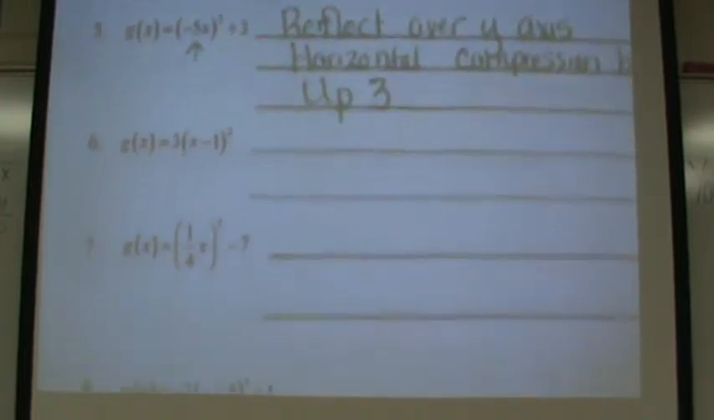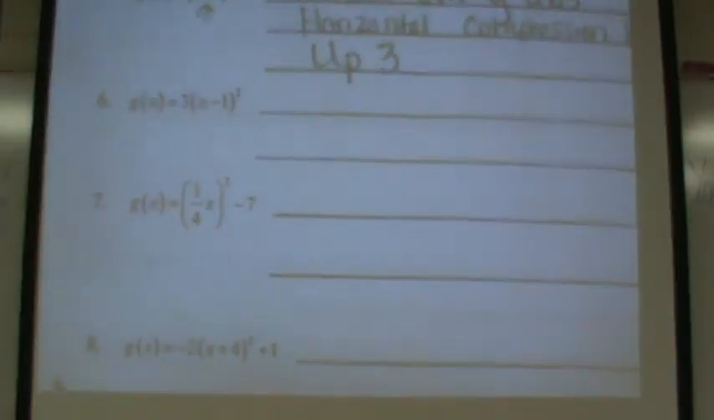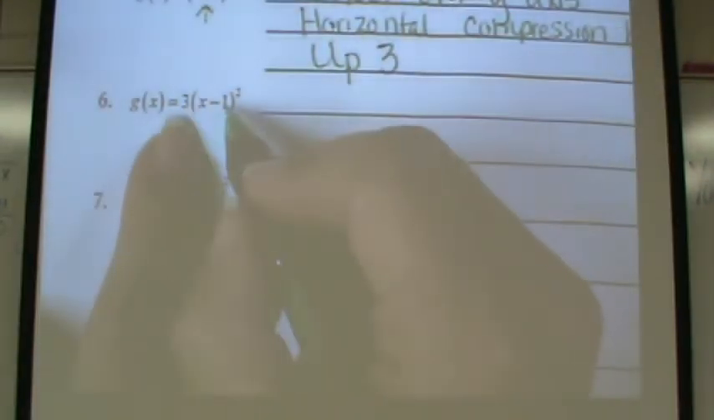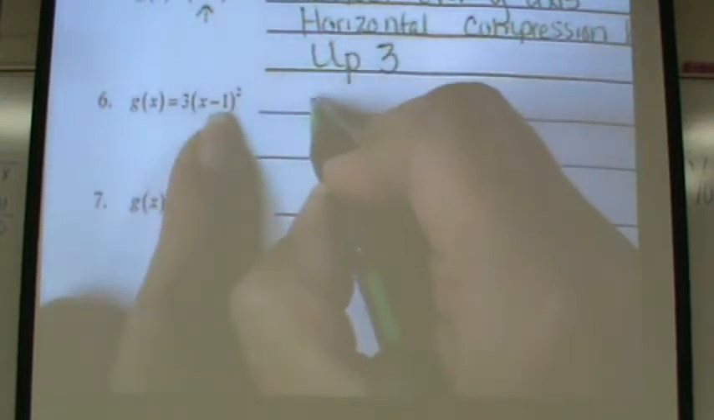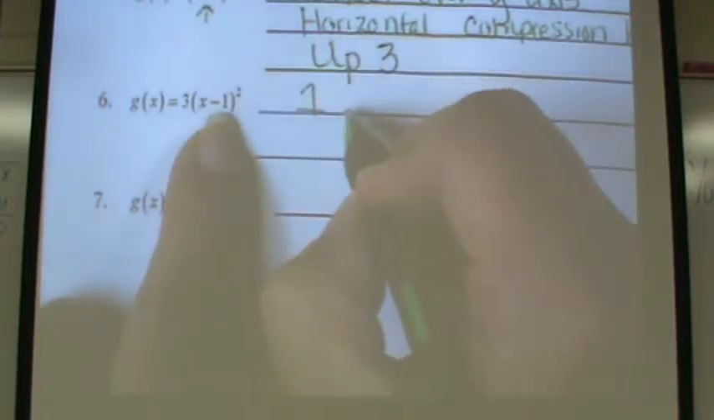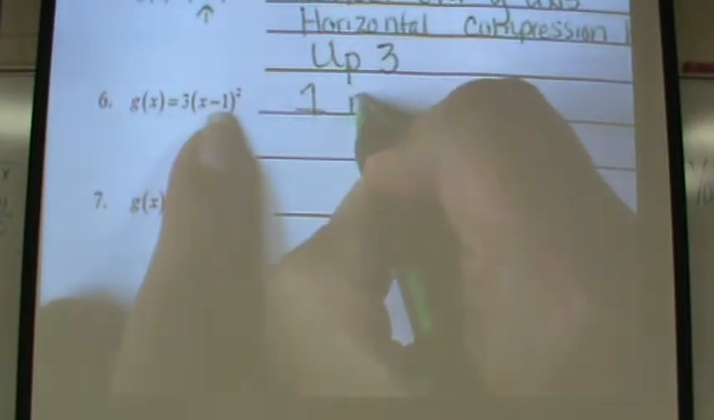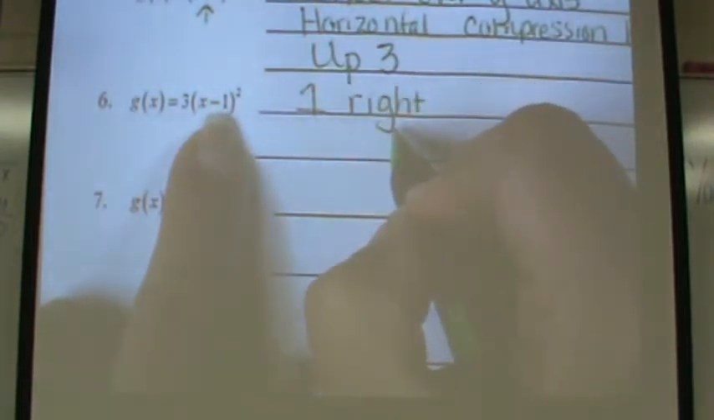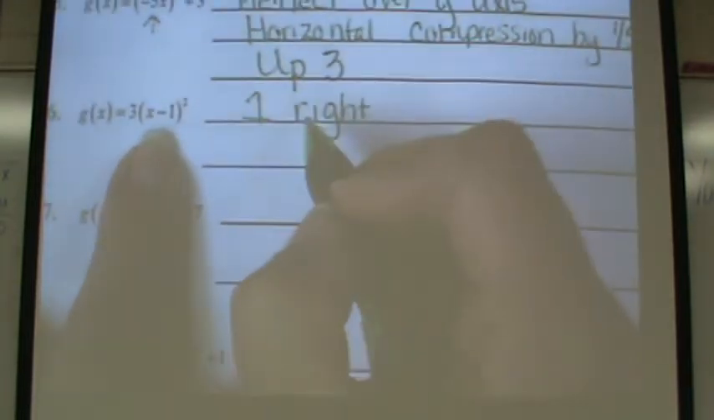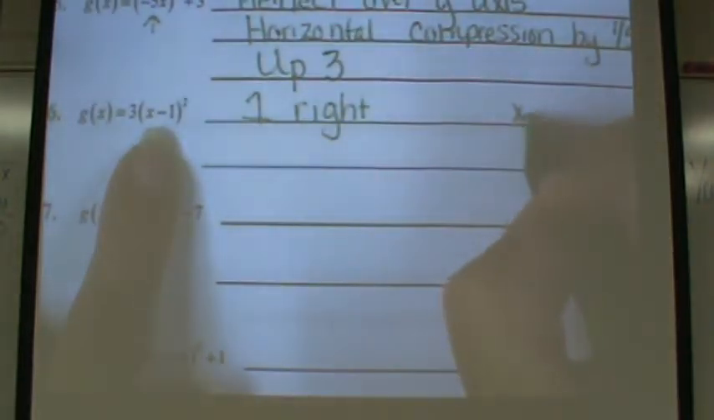Number 6, a C value and a B value. What comes first? B. Let's do B first. So what would you say? 1 unit to the left. Right, it's the opposite. Inside is opposite. So how do you do 1 right? You're going to take your x values and add 1 to them.